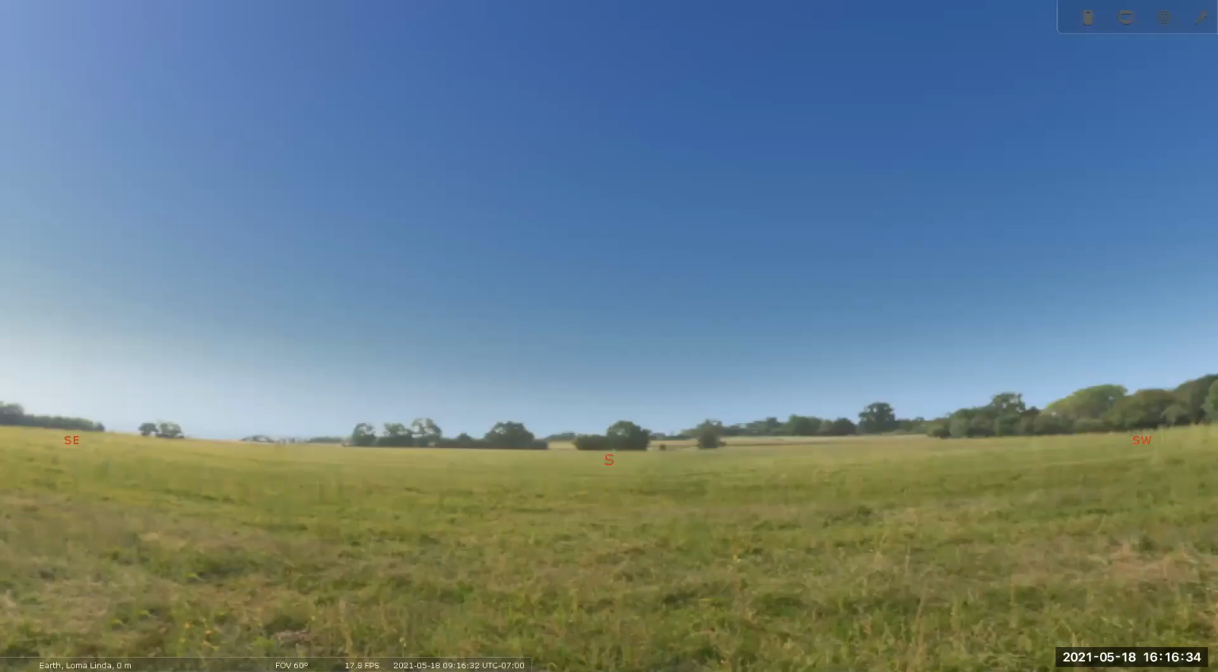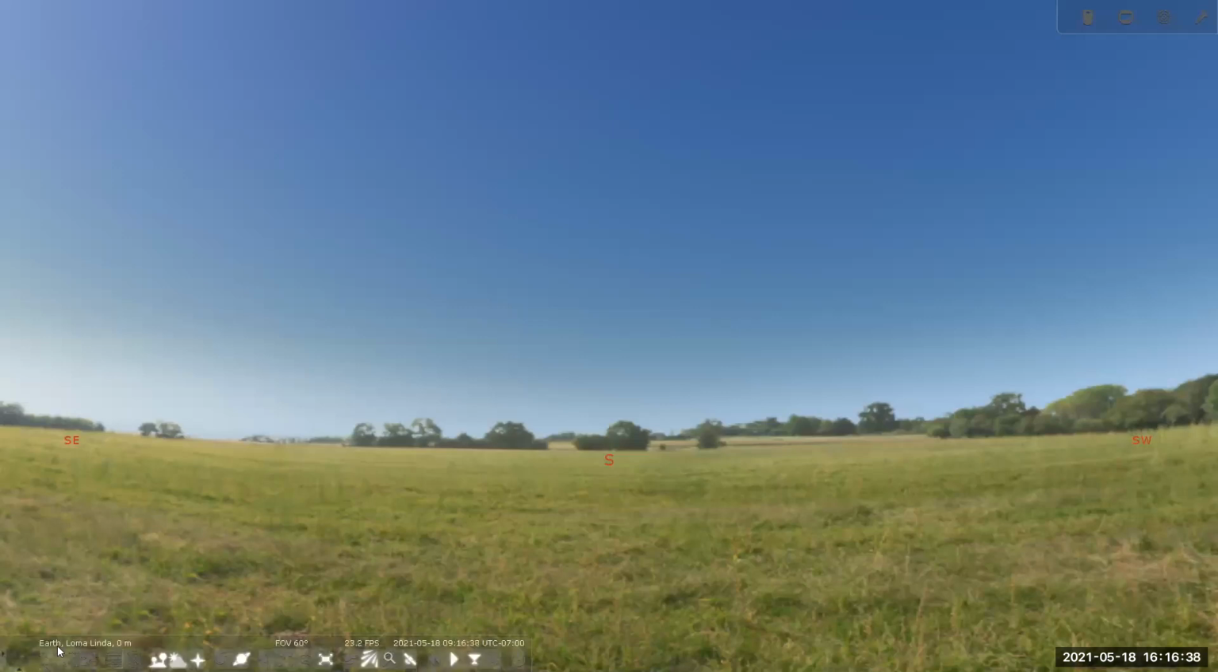Let me first of all pull it up. Stellarium. It's loading. Okay, so let me share Stellarium. So this is how the software would look, basically.